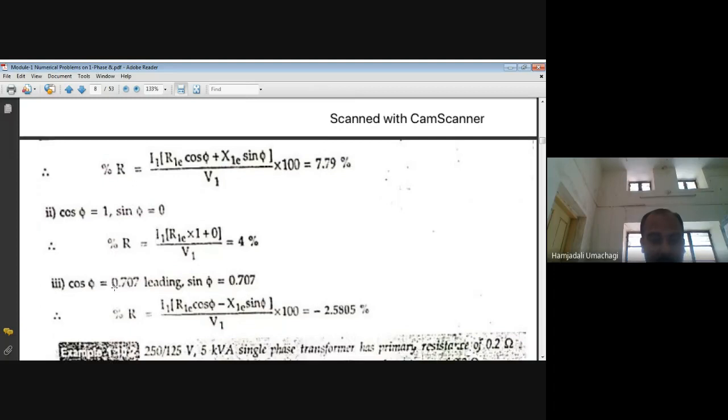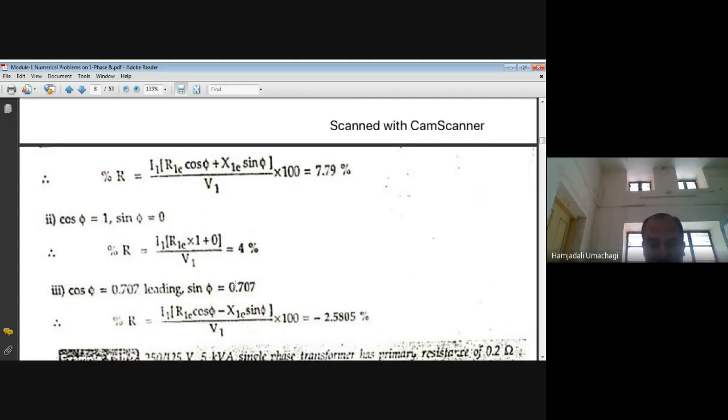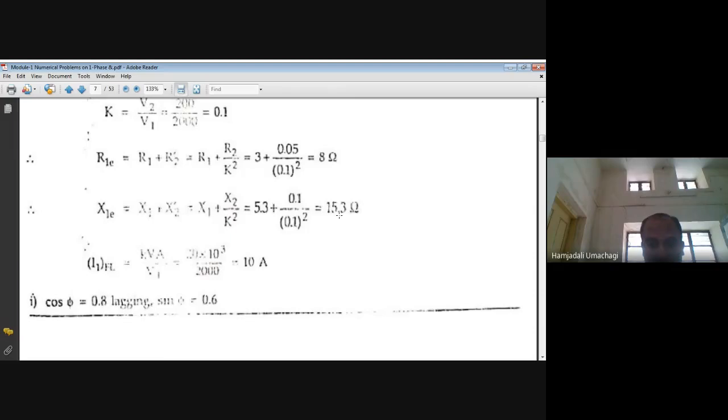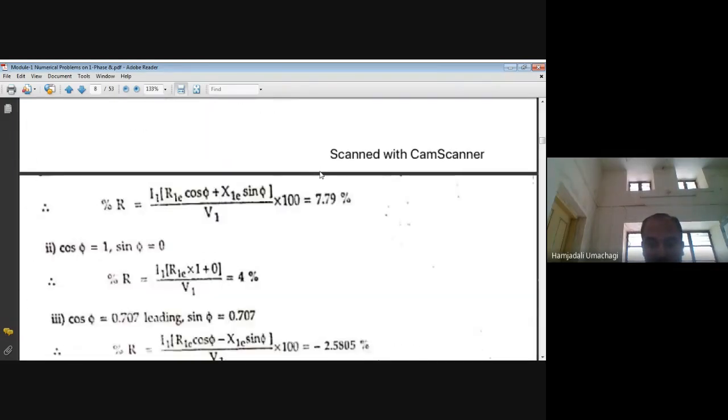Similarly, we calculate for 0.707 leading. Here, 0.707 leading means that in place of the plus sign I should take the minus sign. Leading means you should take the minus sign. So substitute the value of I1, R1E, cos phi as 0.707, and X1E, which is whatever we have calculated, 15.3. R1E is 8. This value you substitute in the same formula.